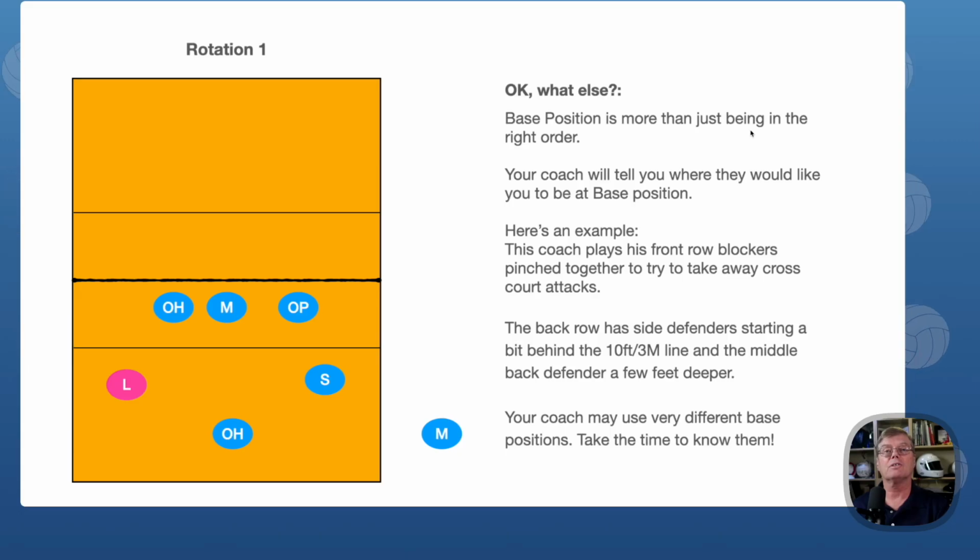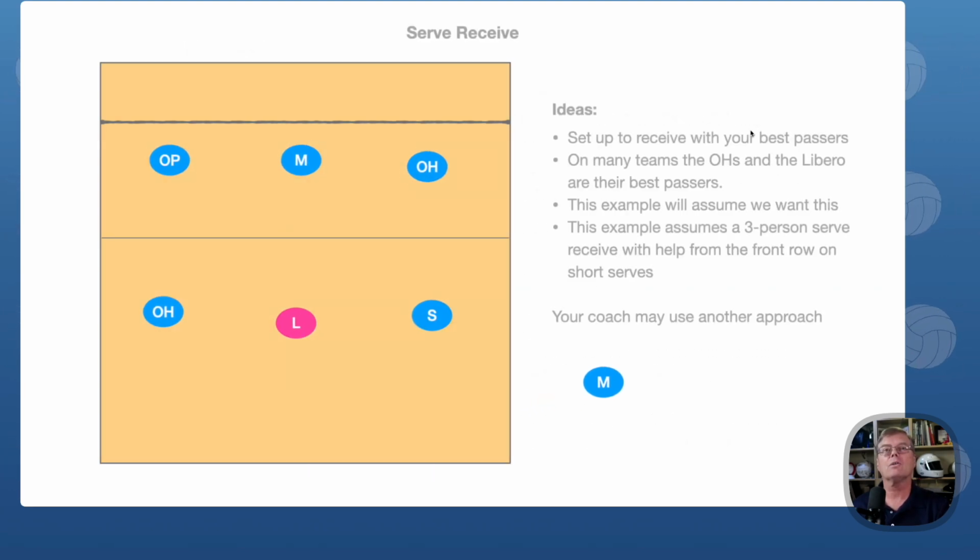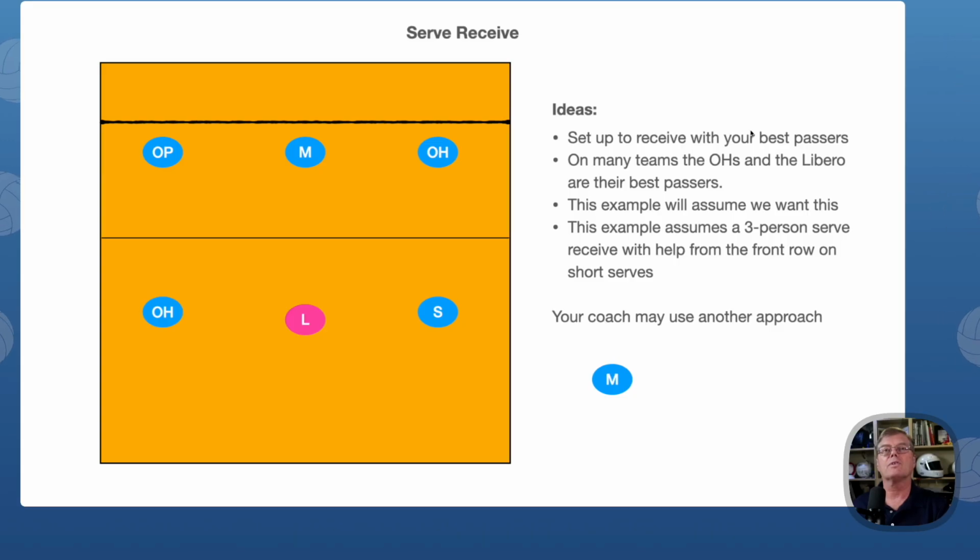Outside hitters need to know in the front row, I'm left side, but in the back row, I'm middle. That's pretty simple, but sometimes we forget. And after a little while, it'll become natural. So let's take a look at serve receive.